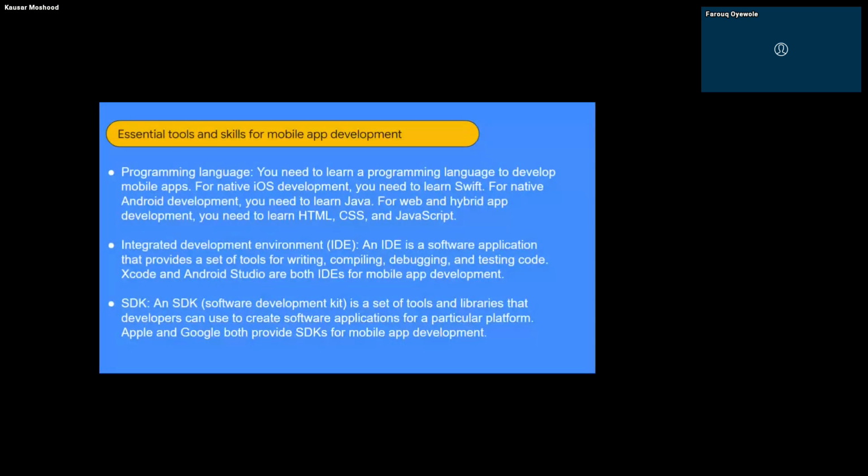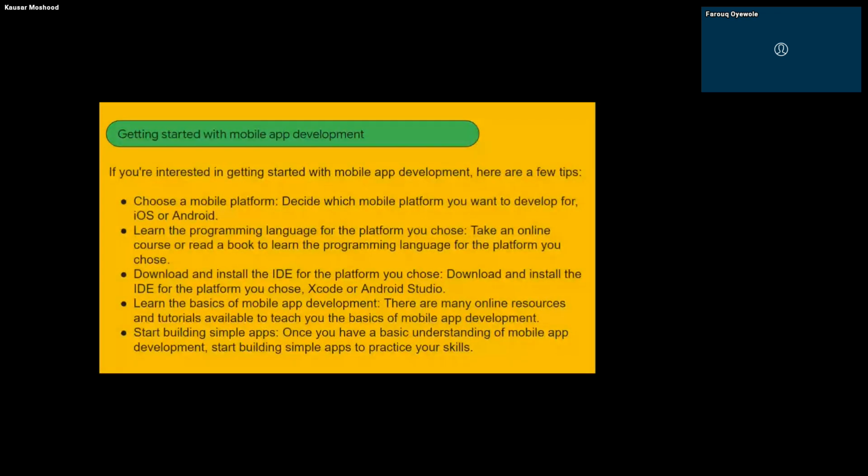So once you get the materials, more like the resources needed, you'd have to download the IDE and the SDK tools. Then you can now start as a beginner. Now, getting started with mobile application development. If you are interested in getting started with mobile application, these are some of the tools that I feel you would need. Now you have to just choose which platform you want, right? Decide which mobile platform you want to build for, if it is for iOS or Android or both, right?